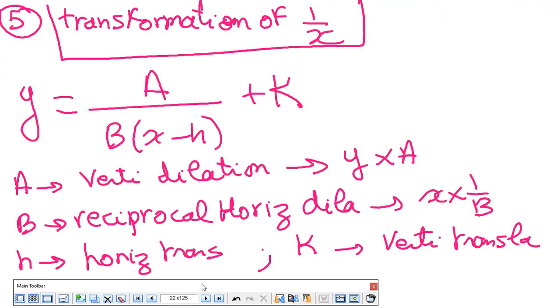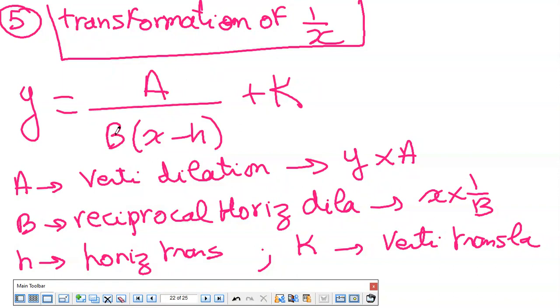Now let's move to the transformations of 1 over x. So the general transformations are in the form of y equals a over b(x minus h) plus k. What do all those letters represent? A is the vertical dilation. Again, I will multiply y by this constant. B is what we call the reciprocal horizontal dilation.